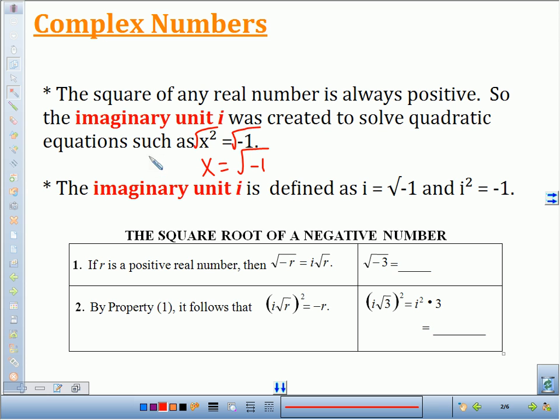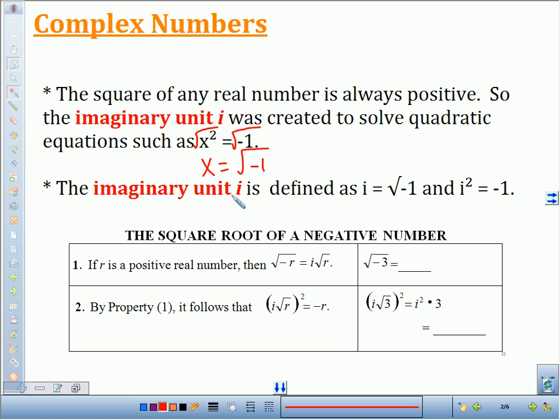Now, it was created so that we can solve quadratic equations like x equals the square root of negative 1. Now, the imaginary unit i is defined as i equals the square root of negative 1, and i squared equals negative 1. So i is the only number that you can square and get a negative. That makes it imaginary. It's not a real number.